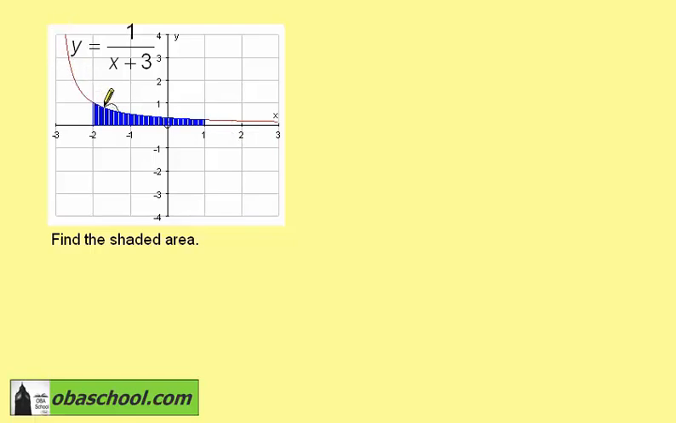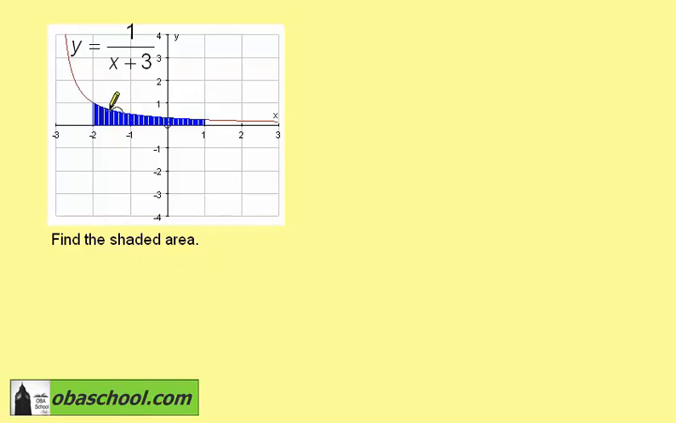Here we have the curve, or part of the curve, y equals 1 over x plus 3. We have a region between -2 and 1, and we want to find the shaded area.